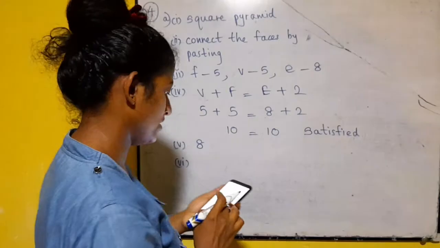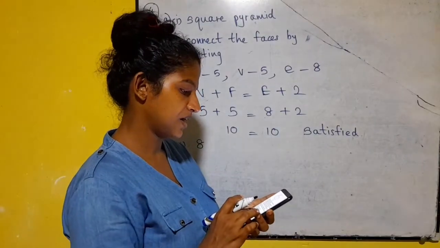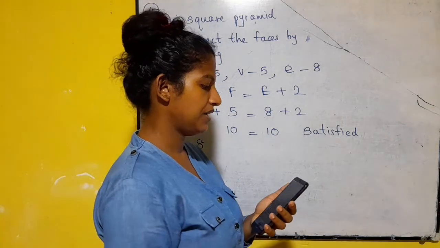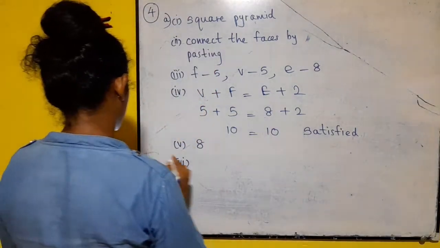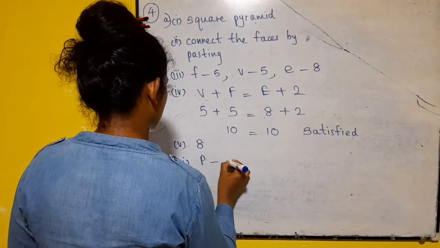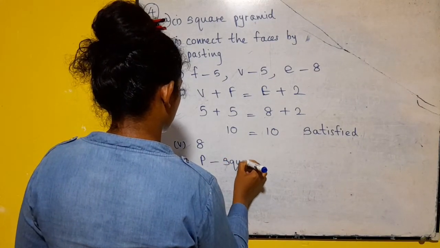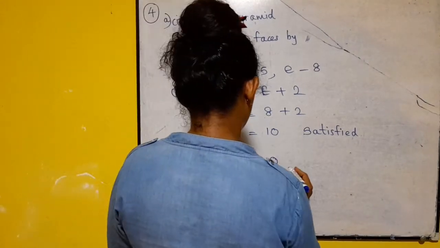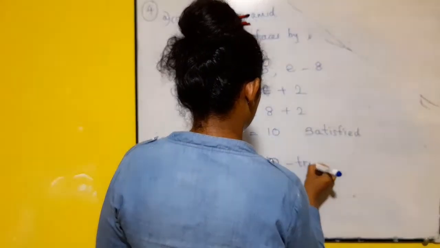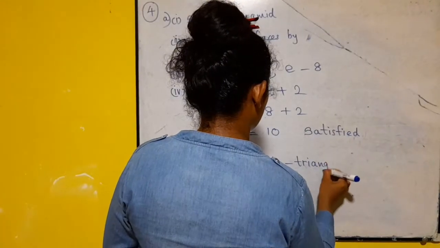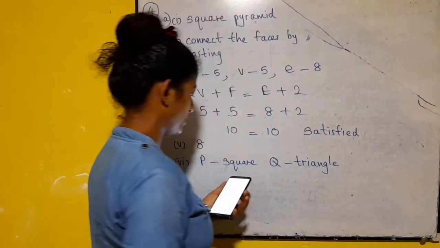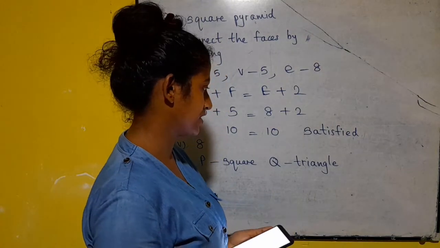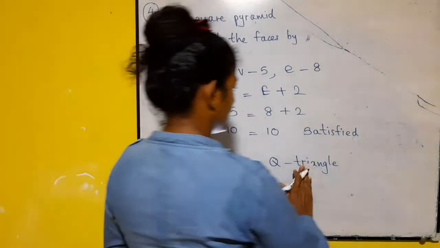Then sixth one. Name the plane figures marked as P and Q in the above net. P is a square. Q is a triangle. Q should be an equilateral triangle actually.